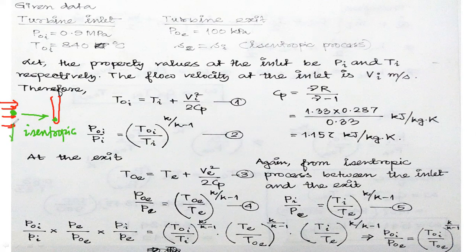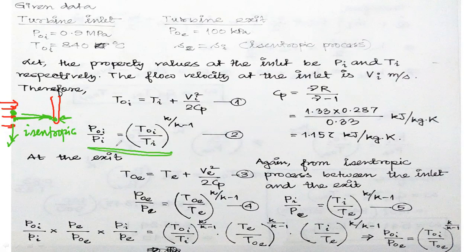So here the property is the actual property. Here the corresponding property is the stagnation property. So if we write the isentropic equation between these two points, then we will get P0i by Pi equals T0i by Ti to the power k by k minus 1, where P0i is the stagnation pressure corresponding to Pi and T0i is the stagnation temperature corresponding to Ti.